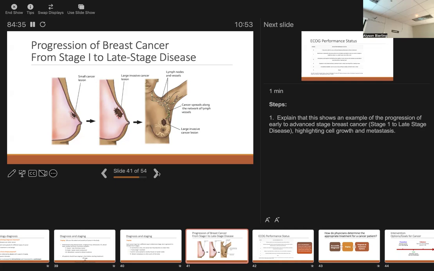Yes. You have staging where the patient will just come in and then, like for breast cancer, they are just examined by the doctor to estimate, and then you have an initial stage.